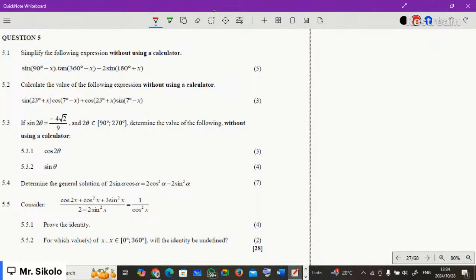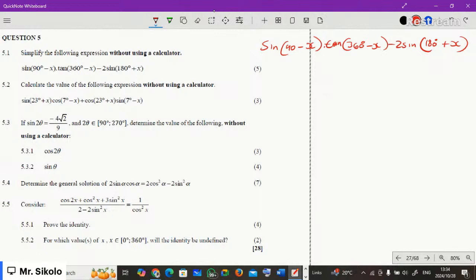Now the first question, 5.1, says simplify the following expression without using a calculator. So the expression that they want us to simplify is sine(90° minus x) multiplied by tan(360° minus x) minus 2 sine(180° plus x).